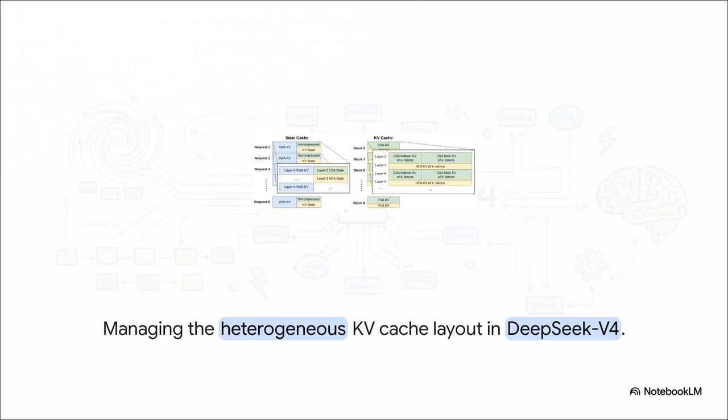To handle that chaos, they split the cache. They use a state cache for the uncompressed, recent tokens, kind of like a sliding window, and a block cache for the compressed CSA and HCA tokens. They co-design this memory layout directly with their custom hardware kernels, padding the blocks to align perfectly. It's honestly just a masterpiece of engineering.